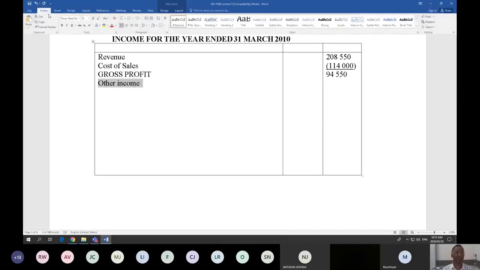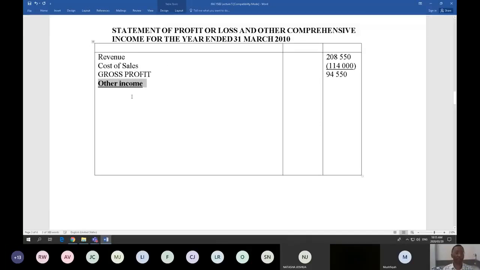A heading, guys, for other income. Once again, if you want to know your other income, look in your trial balance for your accounts with credit balances. Our nominal accounts with credit balances, there are two of them: interest on fixed deposit and rental income. So let us first of all start with the rent income.